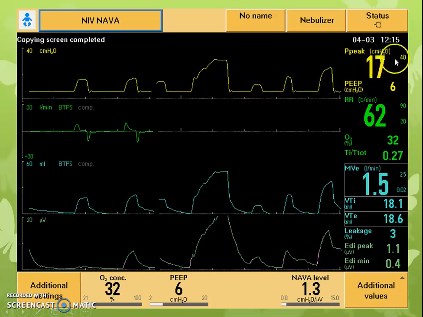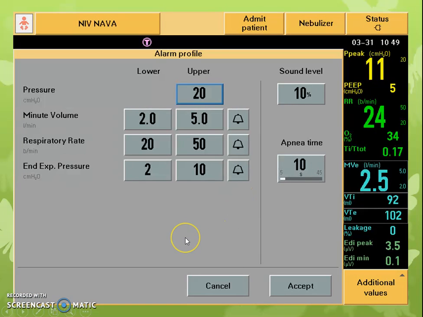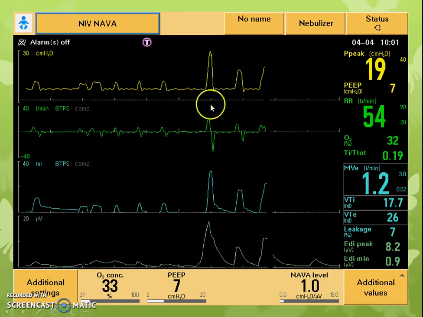If we don't set up our pressure limit appropriately, the patient would recruit the lung. Most of the time, the patient on NAVA takes a sigh breath to recruit the lung, and the tidal volume is normally bigger than in conventional mode. On NIV NAVA, the default alarm is set at 20, so we need to adjust that appropriately for the patient. And you can see right here, the patient takes a recruit breath on the NAVA.